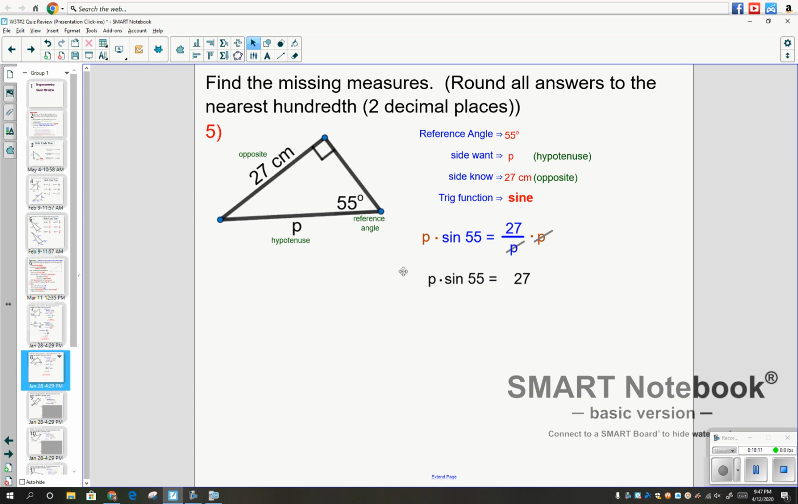How do I get P by itself? Sine of 55 is a number. It's a decimal. I don't want to know what the exact decimal is. But how do I get rid of that number? Well, if it was 2 times P, I would divide by 2. But it's a decimal, so I'm going to divide by sine of 55.